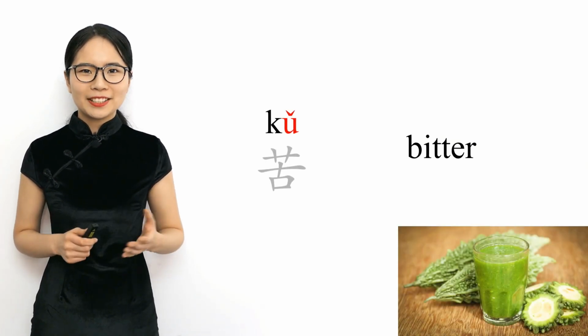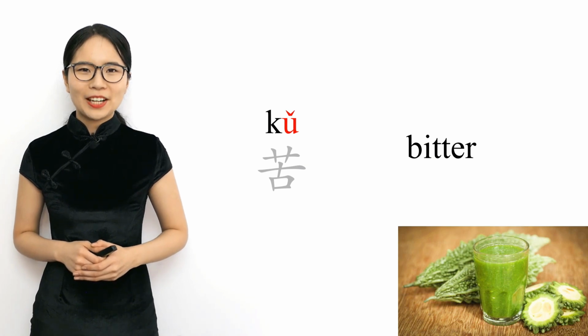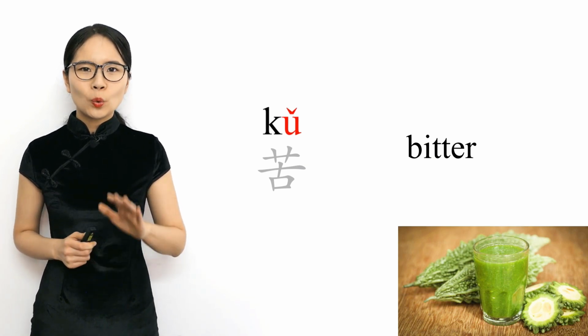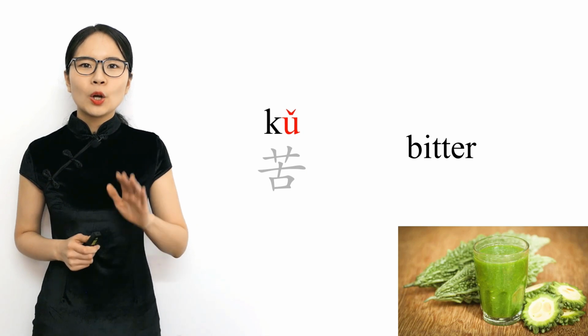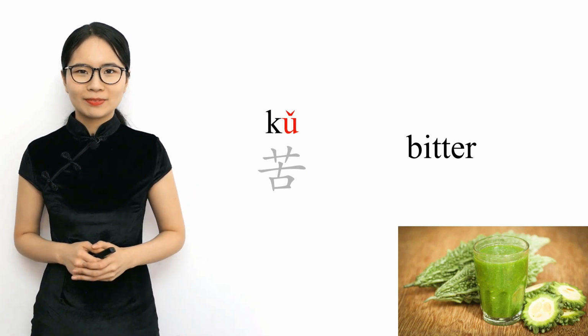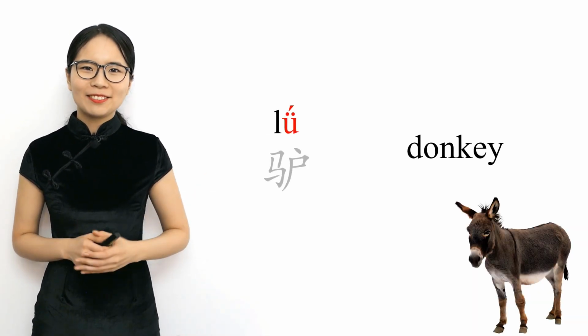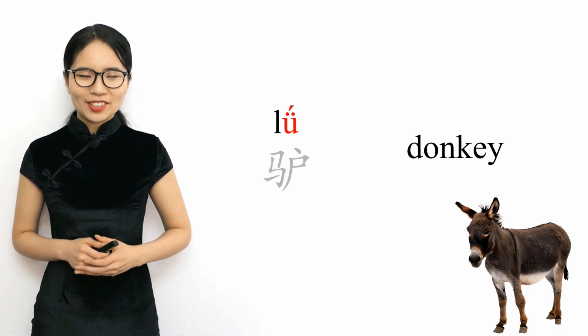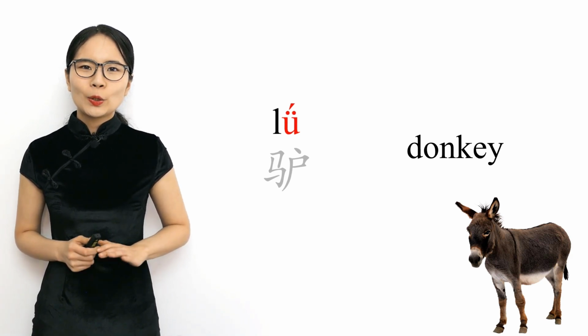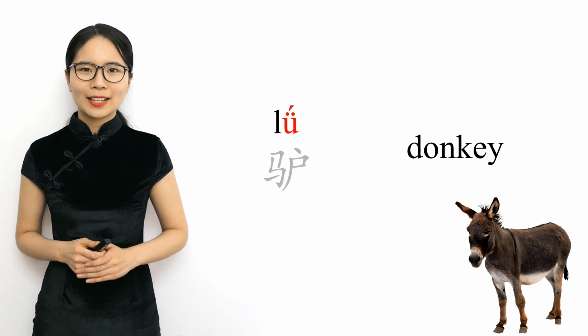How do you say bitter? Very good. Bitter is 苦. How do you say donkey? That's right. Donkey is 驴.